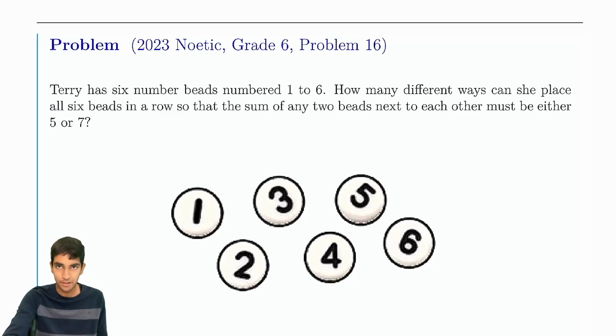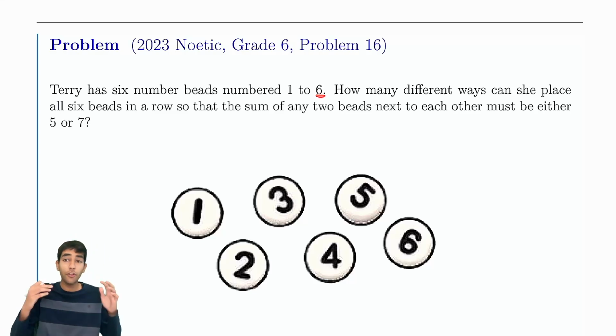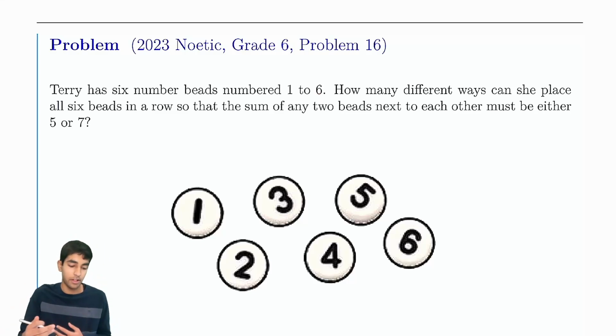Seems very daunting, right? There's going to be so many cases. So how should we approach this? The key thing is to look for extremes in this case. Look for the most restricting aspects of this. 5 or 7.